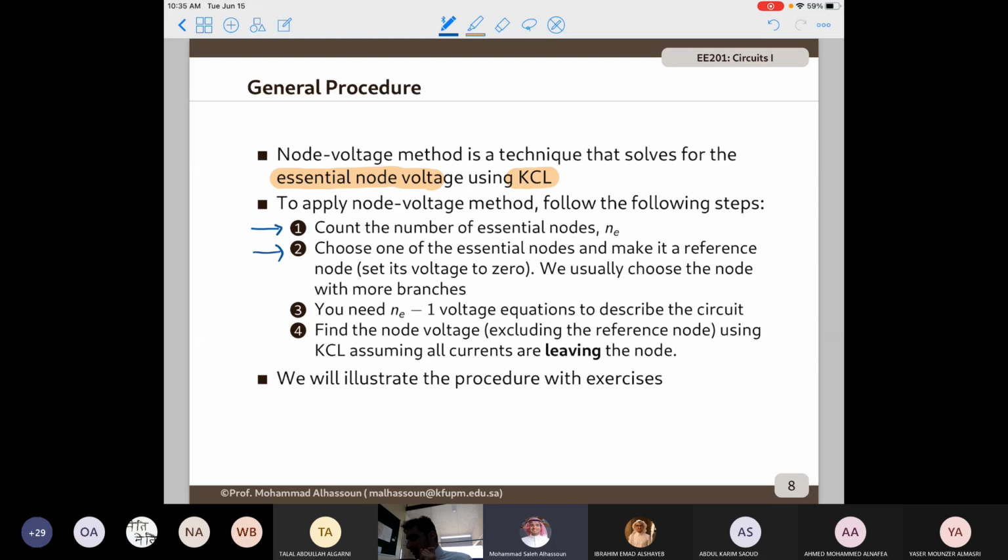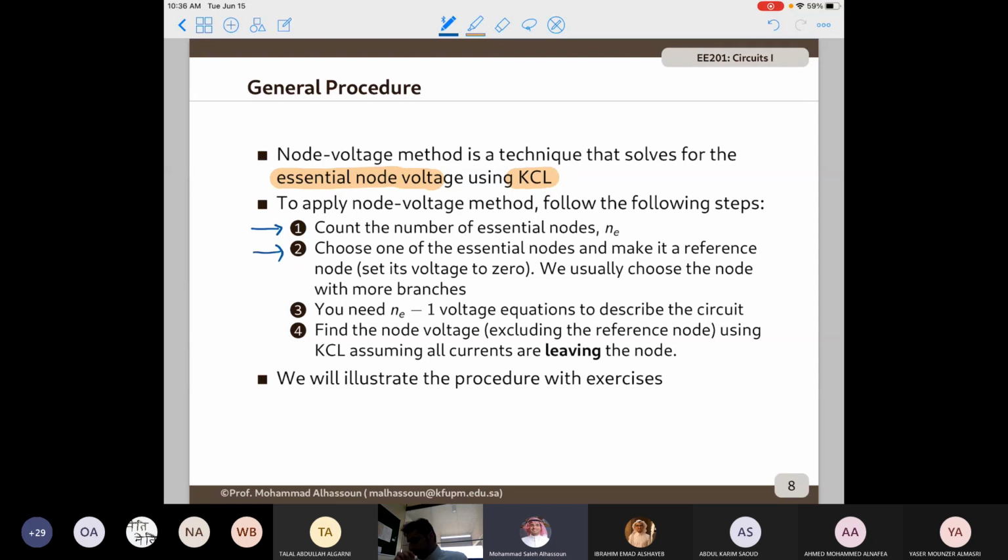So we need to choose one of these essential nodes to be the reference point. We usually choose the one with the most branches. Say you have NE essential nodes, and one of them you chose as the reference point, so you know its voltage. You set it to 0. This is the essential node where the voltage is 0. So this leaves you with NE minus 1 equations to describe the circuit.